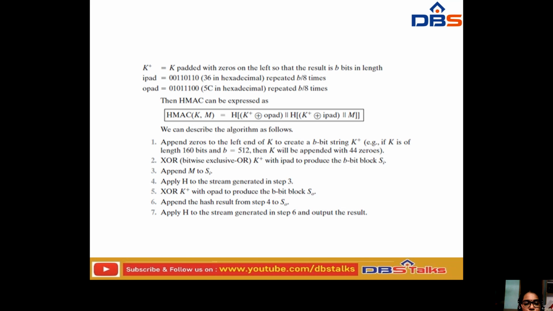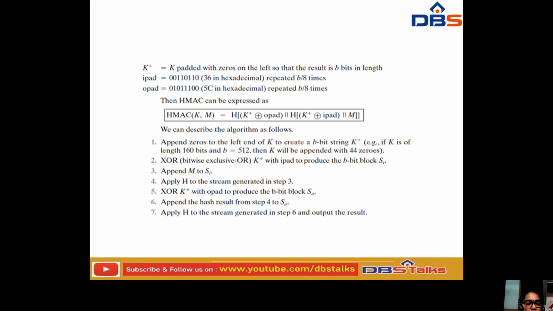Next one, append zeros to the left end of K and create the B bit string K plus. Example, if K is of length 160 bits and B is equal to 512, then K will be appended with 352 zeros. Then XOR, bitwise exclusive OR, K plus with ipad to produce the B bit block Si.